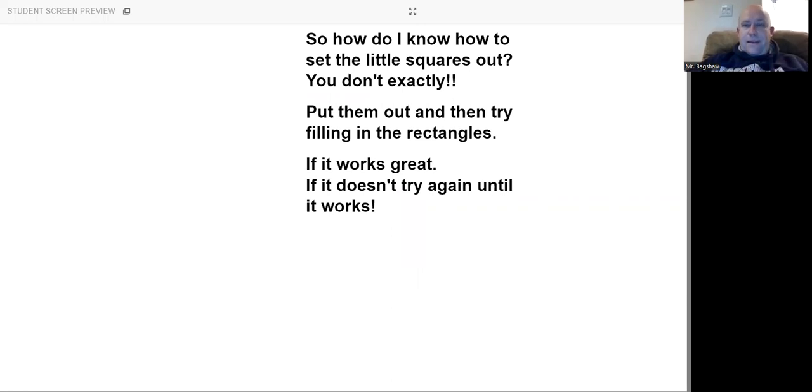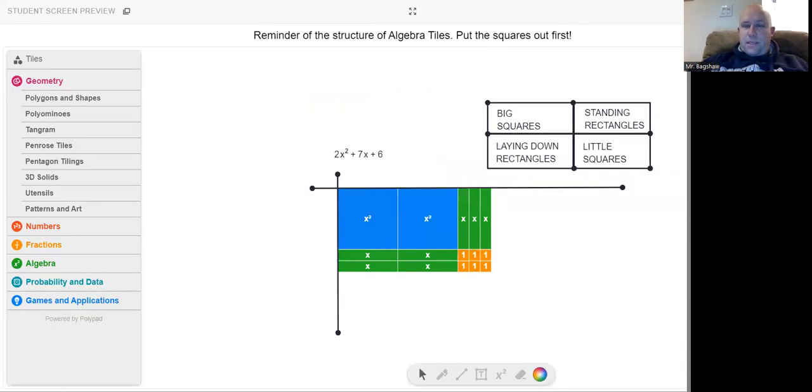So how do I figure out how to set out the little squares? You don't know exactly. There is a little bit of guess in this. You have to try an answer. If it works, obviously stop. But if it's not correct, you have to think of another way of arranging those little squares into a different size rectangle. So there is definitely an element of guesswork to this.